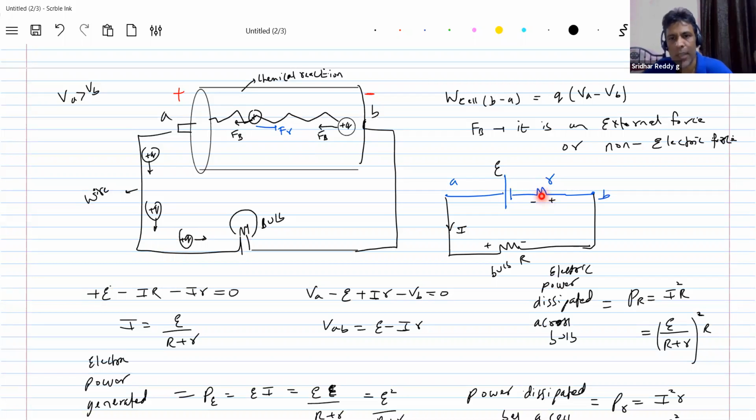So definitely what happens, when a cell is transferring charge across B to A, it should overcome this resistance. So what do you expect? This R should be low value or high value? It should be, if it is as low as possible, it's a very good cell.